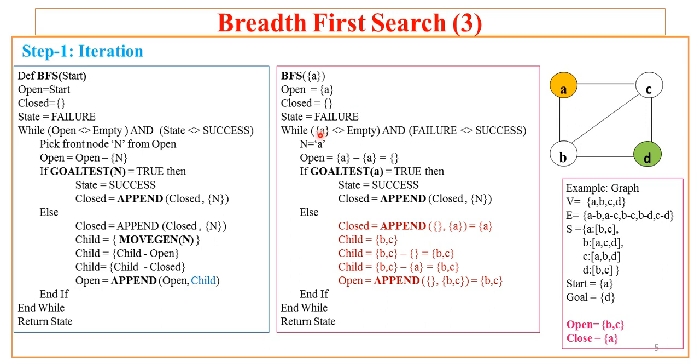Now we'll see whether the open is empty or not. Yes, open is not empty because there is at least one element in the list, that is the start node, and failure is the value of state. So failure is not success, that is also true. Now what it does, it picks the first node from the open. Now what is there in the open? Only one node A. So it picks A, assigns to n.